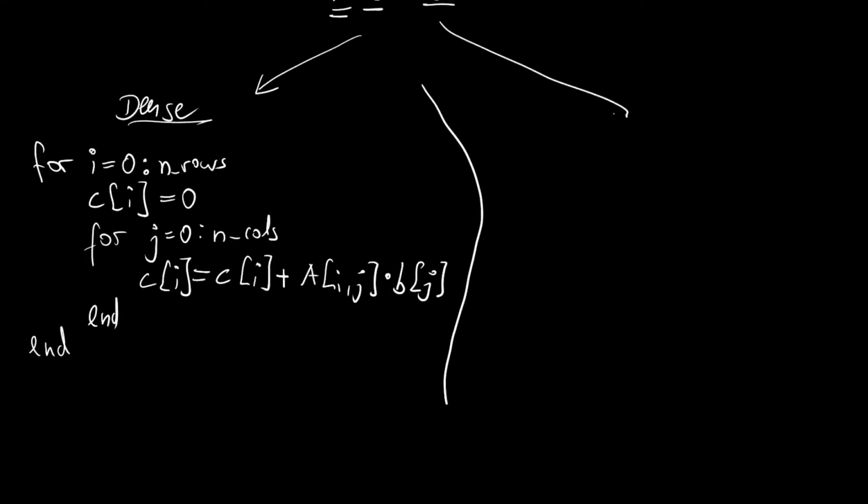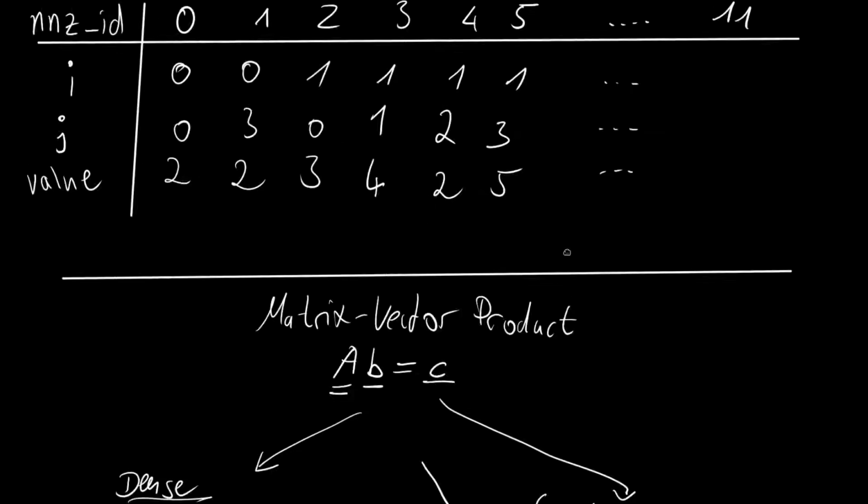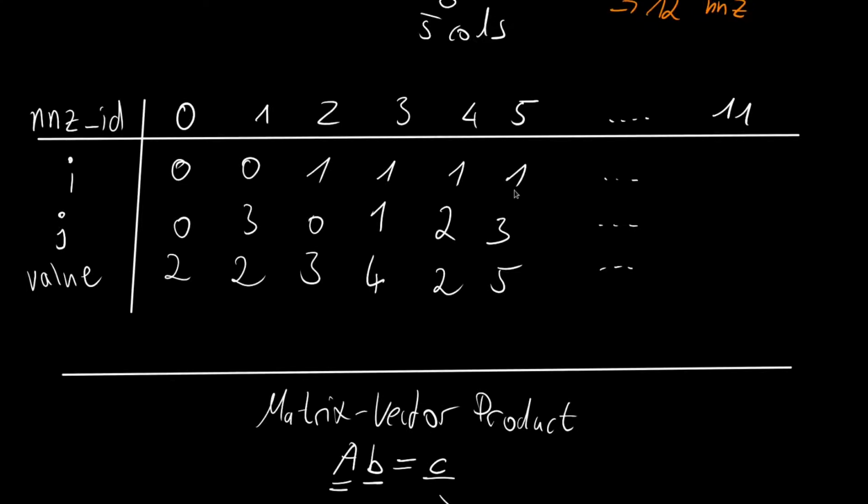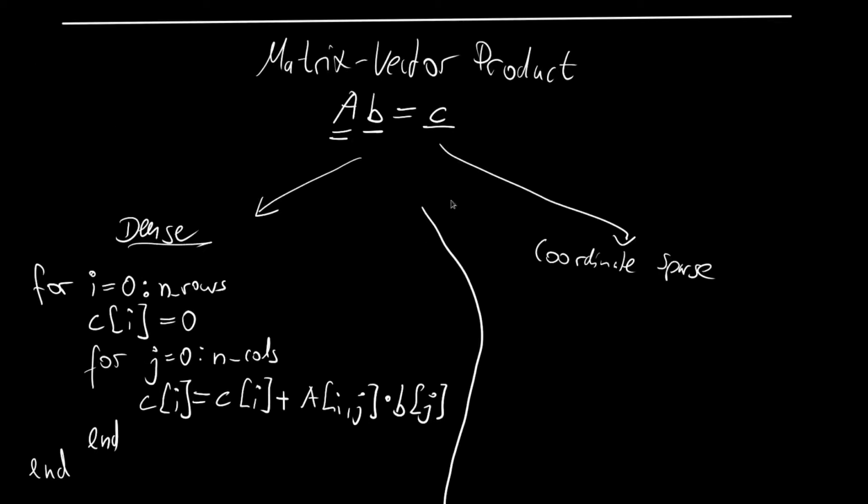Then let's look at our coordinate sparse format. Okay, how should we do this? Well, technically we can't iterate over the rows and the columns anymore, but we do have three arrays which are identical in size. So we could technically iterate over them and make use of the indices that we are getting out here. Okay, let's do this.